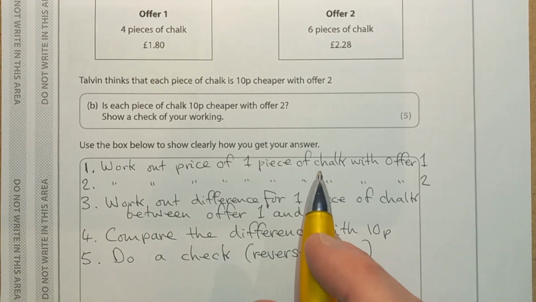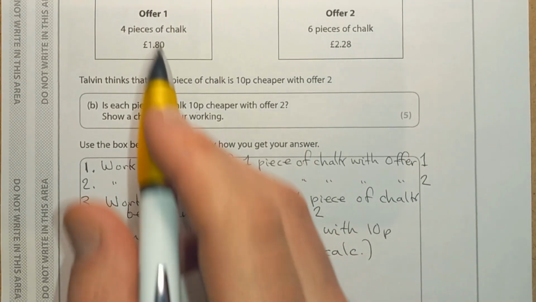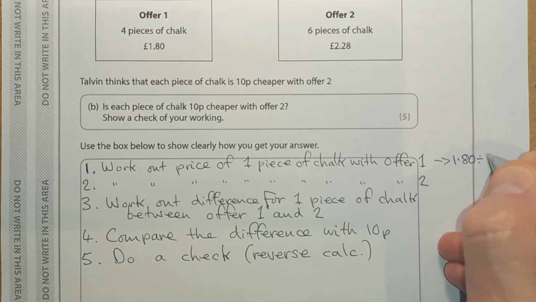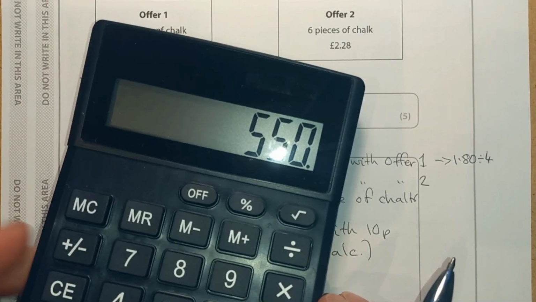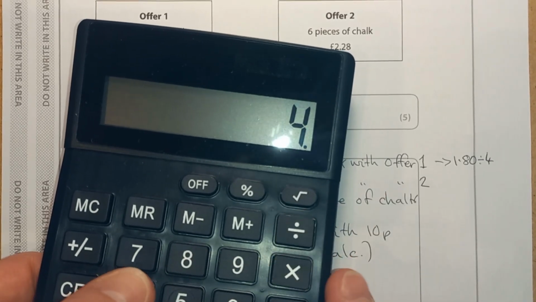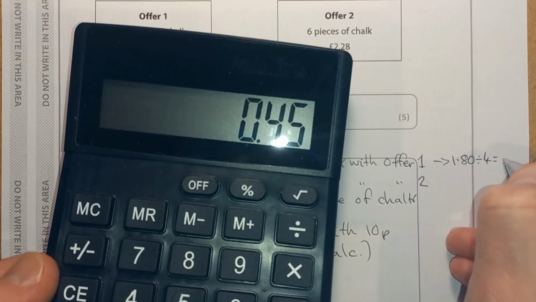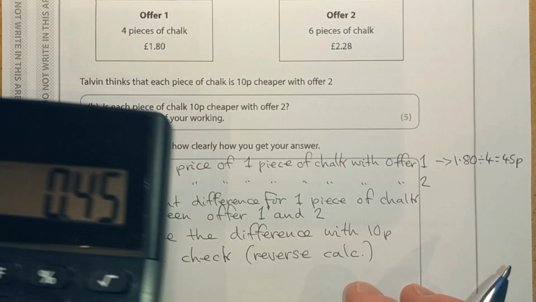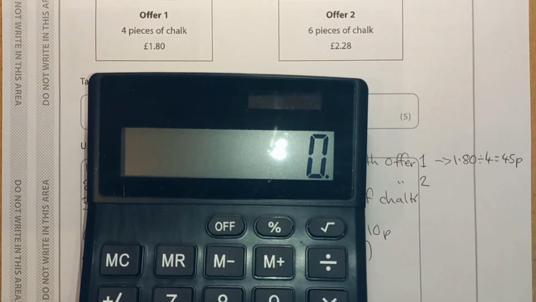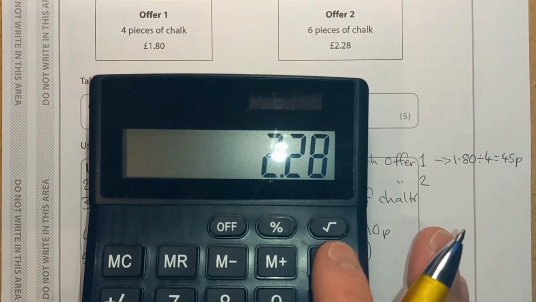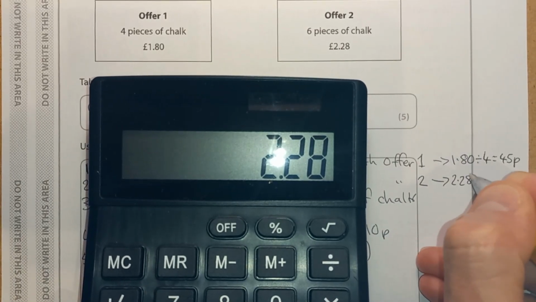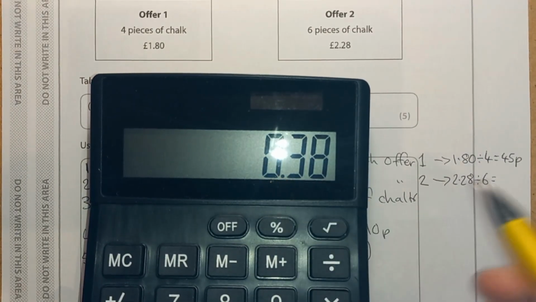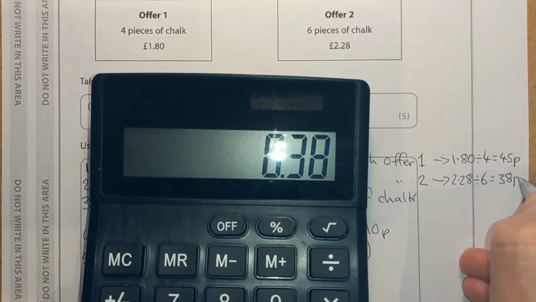Okay, so work out the price of 1 piece of chalk with offer 1. So it's all planned out. We've got £1.80. That's for 4 pieces. So we want to divide that by 4. £1.80 divided by 4 gives me 0.45 or 45p. Now we need to do the same thing for offer 2. Offer 2 is £2.28, and that's for 6 pieces, so we're going to divide that by 6. And we get 0.38 pounds, which is the same as 38p.